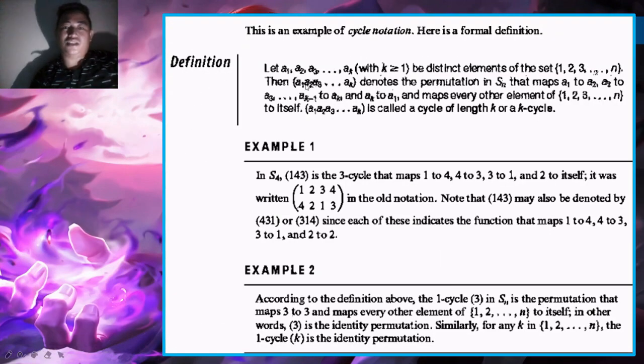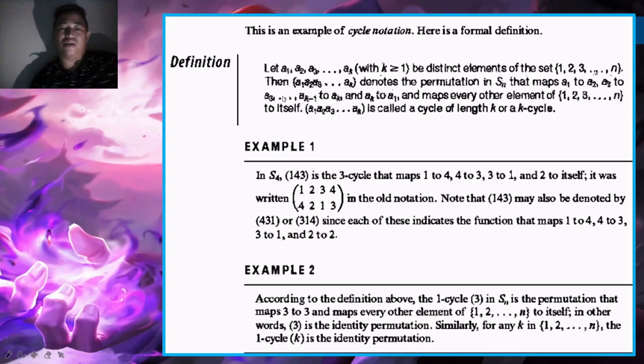So, definition. Let A1, A2 to AK, where K is greater than or equal to 1, be distinct elements of the set 1, 2 to N. The notation (A1 A2 ... AK), where the parenthesis denotes this, is the permutation in Sn that maps A1 to A2.